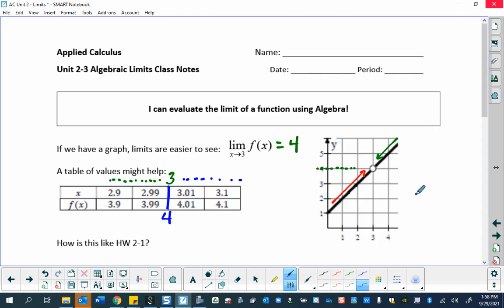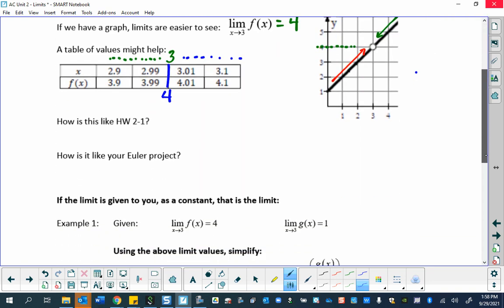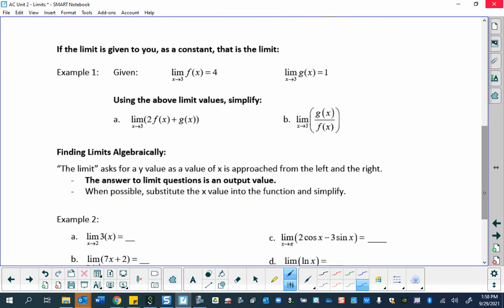So when we're talking about coming up with these calculations, we're talking about using algebra to be able to figure out those limits. How's it like your Euler project? Your Euler project was where you determined e was that limit, and you did it by using algebra. Today we're going to do an awful lot of algebra, so buckle up.